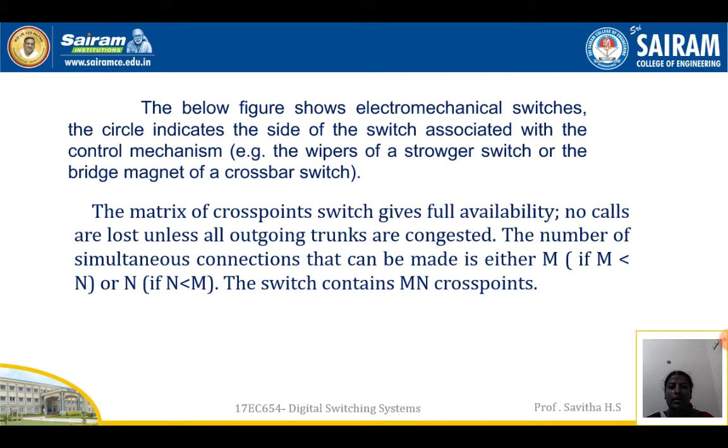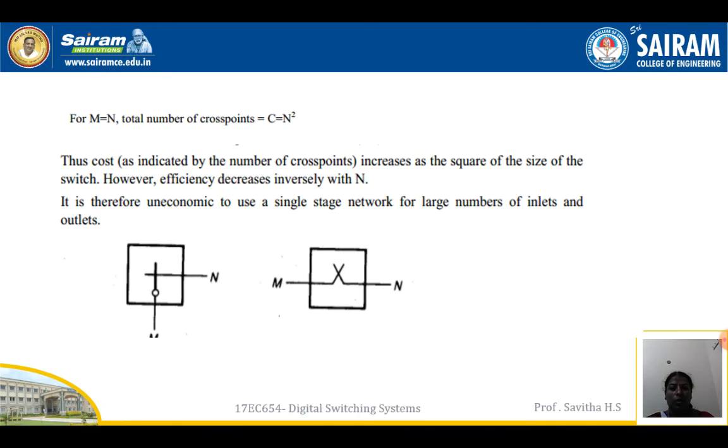The circle indicates the side of the switch associated with the control mechanisms. The matrix of cross points gives full availability. No calls are lost unless all outgoing trunks are congested. The number of simultaneous connections that can be made is either m or n. The switch contains mn cross points.